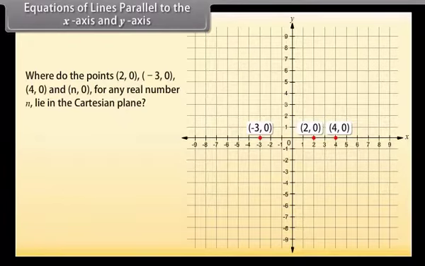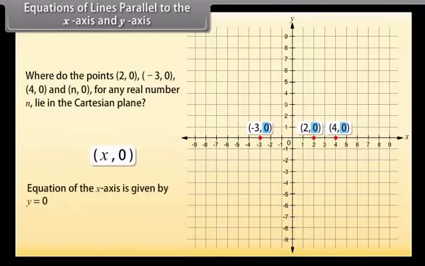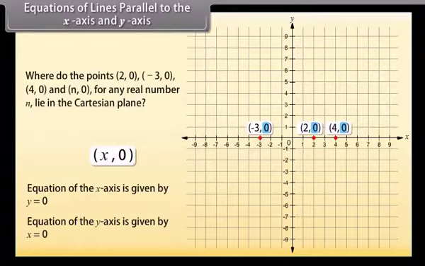Because on the x-axis, the y-coordinate of each point is 0. In fact, every point on the x-axis is of the form x, 0. So the equation of the x-axis is given by y as 0. Similarly, the equation of the y-axis is given by x as 0.